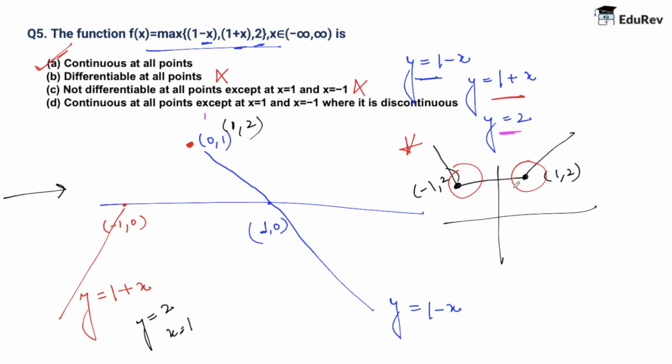The last one is that it's continuous at all points except at x equals 1 and x equals minus 1 where it is discontinuous. But we can see that there is no discontinuity in the graph. Therefore, this is also false. Therefore, the answer of question number 5 is going to be option A itself, that is, it's continuous at all the points. I hope you people understood this.